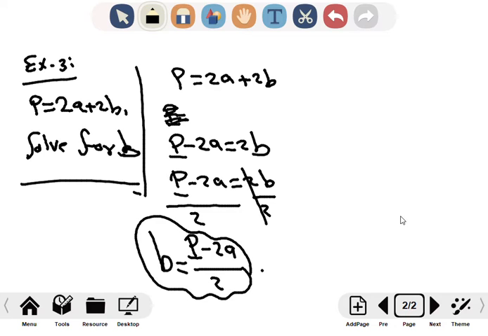That's it. Solve for B, right? Understand me: the question says solve for what? For B. At the end, what do you have? B alone. B equals something, and the matter is finished. It means give a formula for B. So this formula is for what? For P. And this formula is for B.